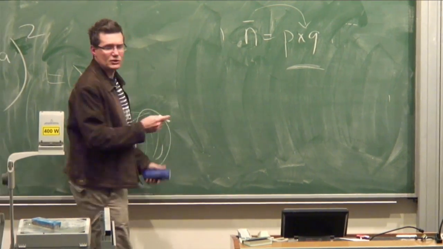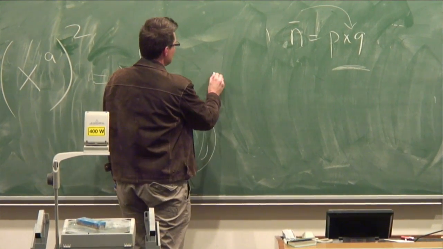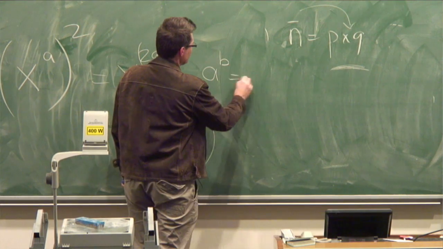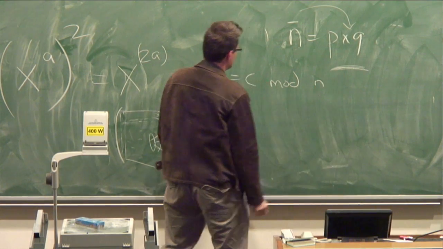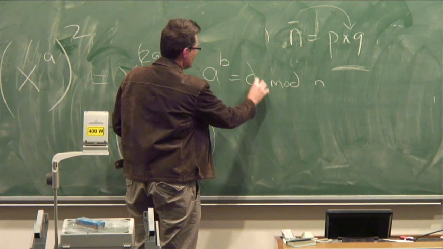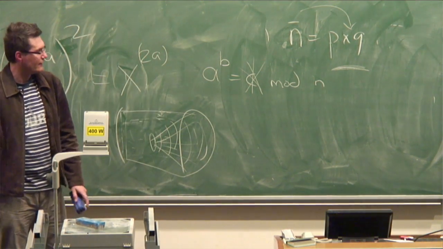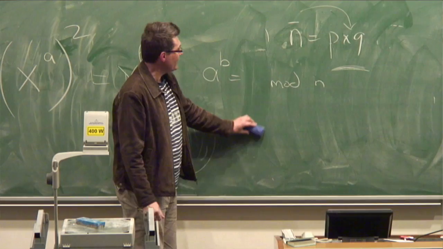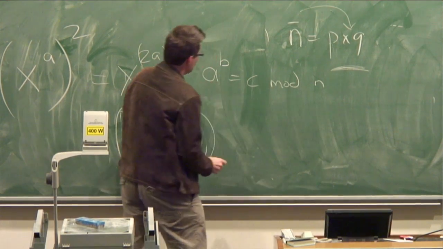The other one is this. It's called the discrete log problem. That's the factoring problem. The discrete log problem goes something like this. A to the B equals C mod something, let's say mod n. If you know everything here, except you don't know C, it's easy to work C out. And in fact, we saw an algorithm to do that. Remember that? We did the fast exponentiation algorithm the other day.